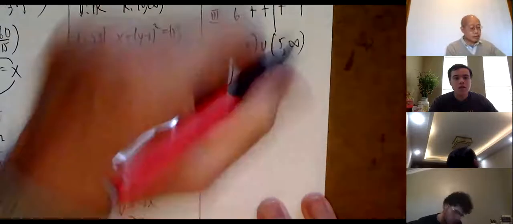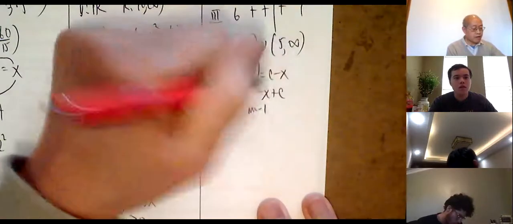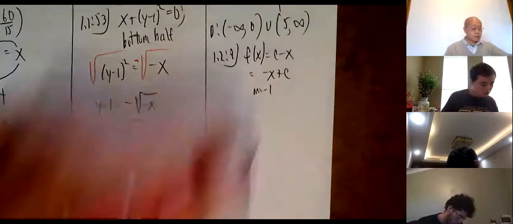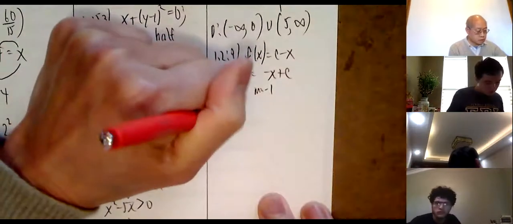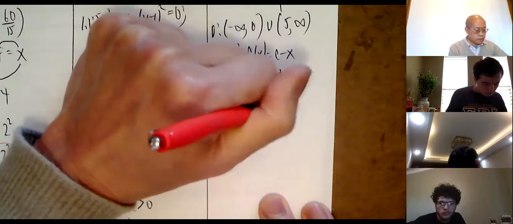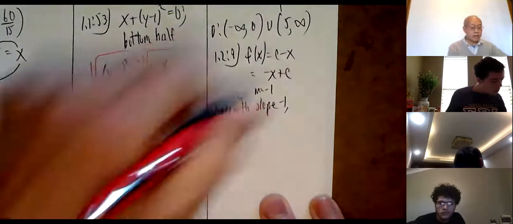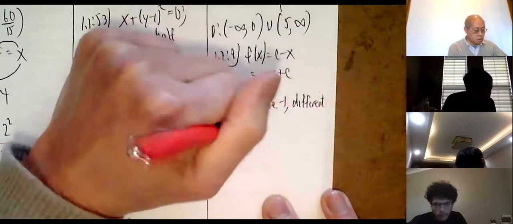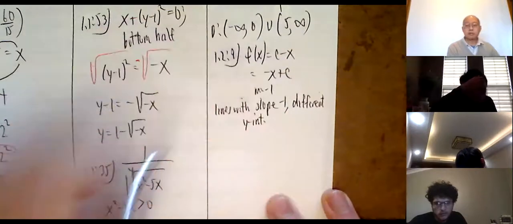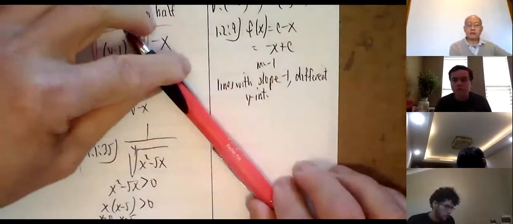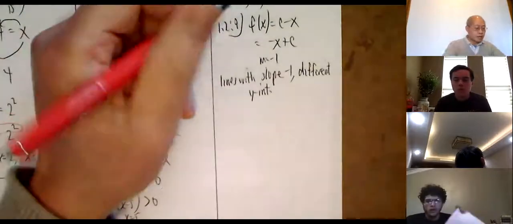Okay, so what's going on here is we have a slope of negative 1, and we just have different y-intercepts. So lines with slope negative 1 and different y-intercepts. A slope of negative 1 will fall at a 45-degree angle, right? It's going to be over 1, down 1.